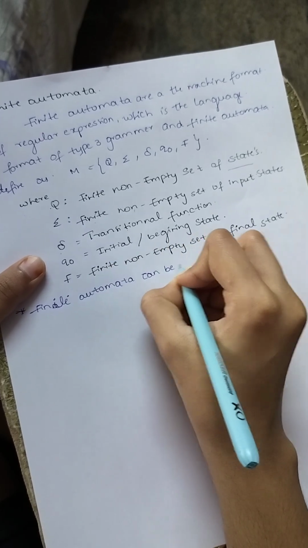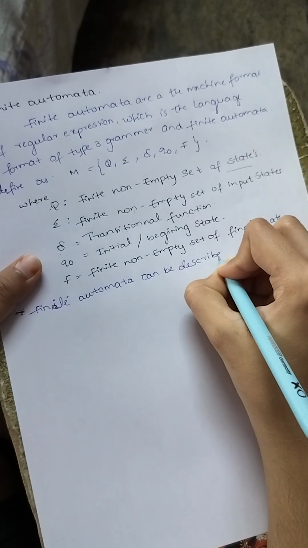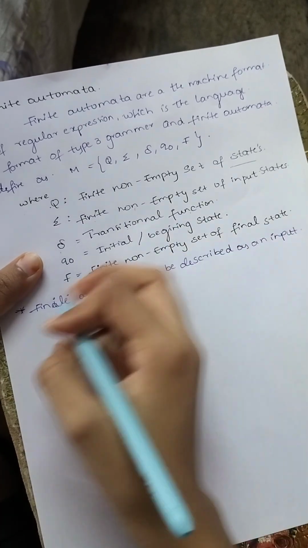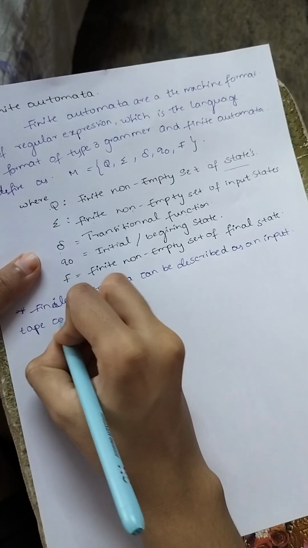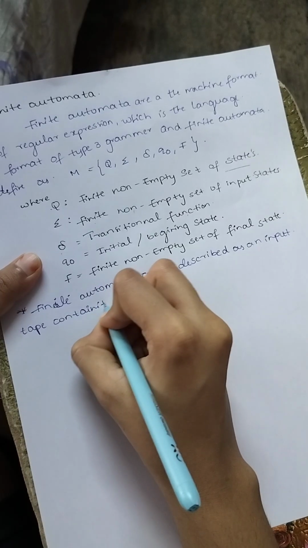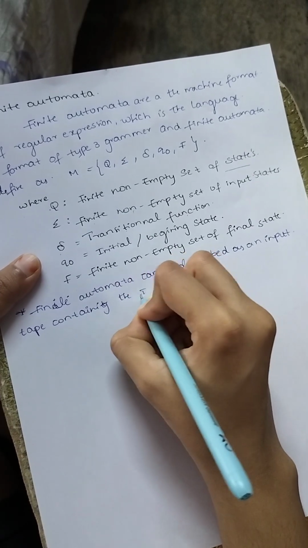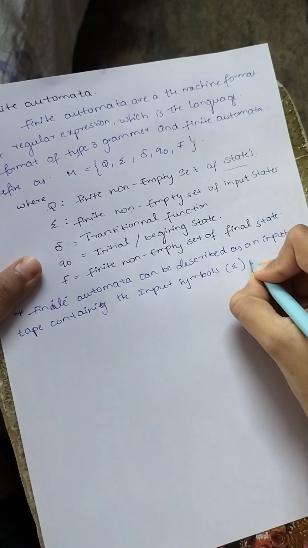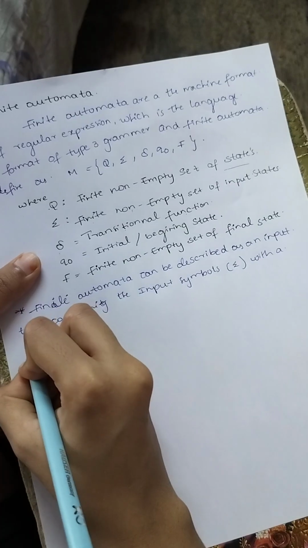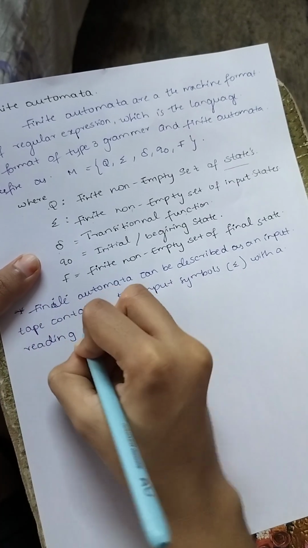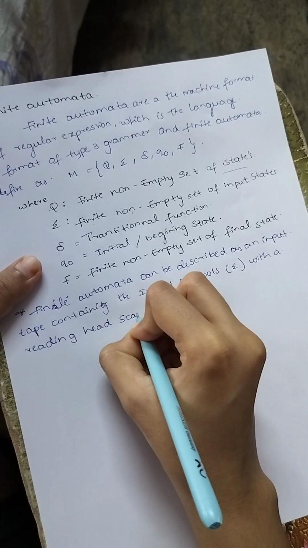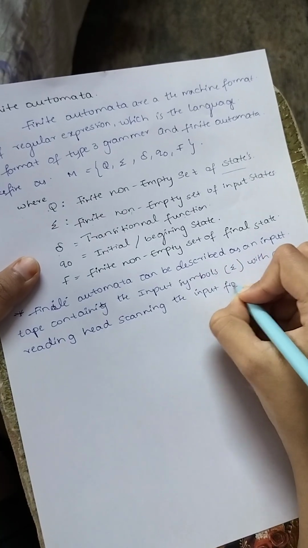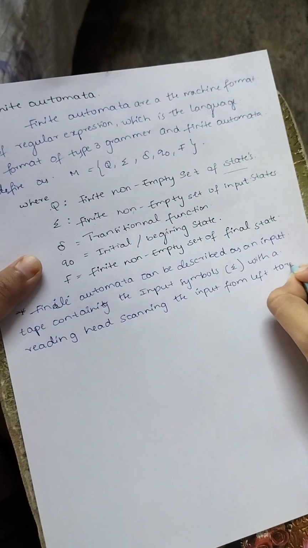A finite automaton can be described as an input tape containing the input symbols, with a reading head scanning the input from left to right.